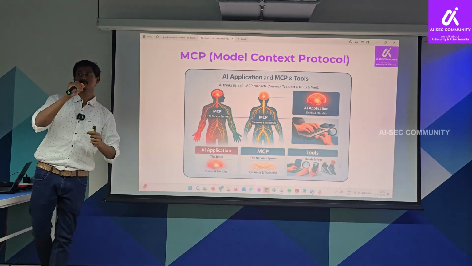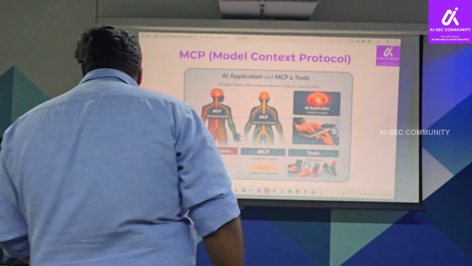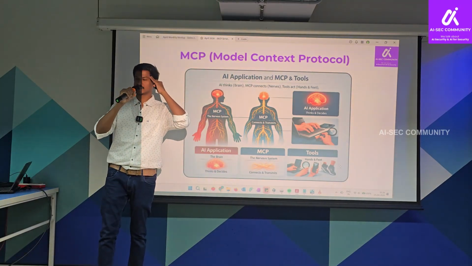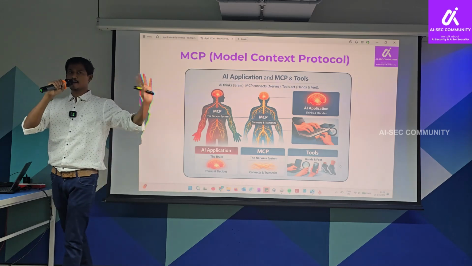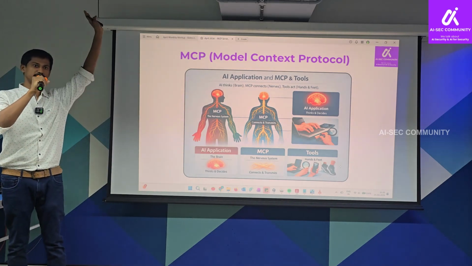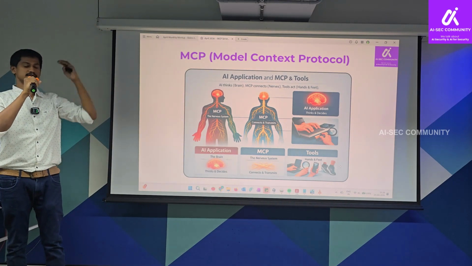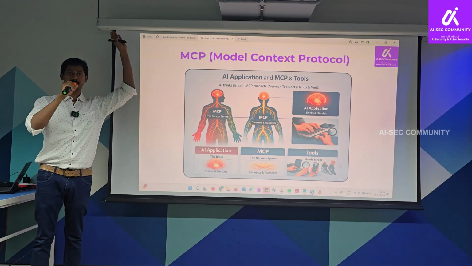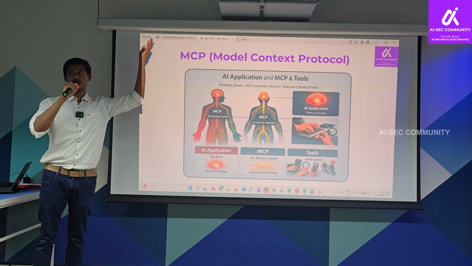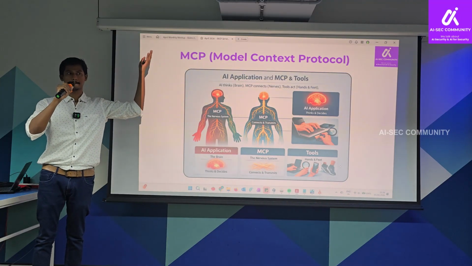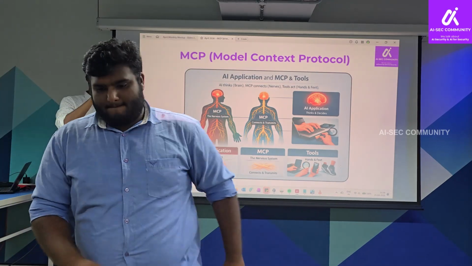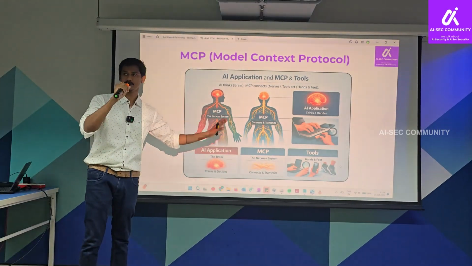Okay, what is MCP? I will explain in layman's terms. We have a brain, right? Consider this as an AI. I have my hands, and I want to lift them up. So I'm just giving the instruction, lift it up, and I'm lifting. How is it happening? Through the nervous system. Those nervous systems are called the MCP servers.